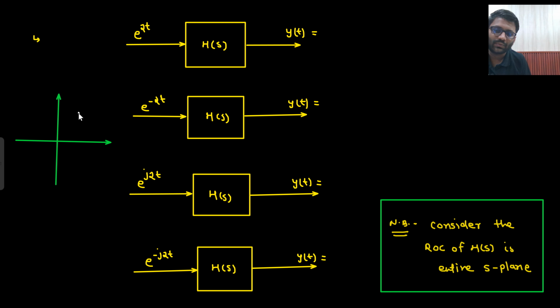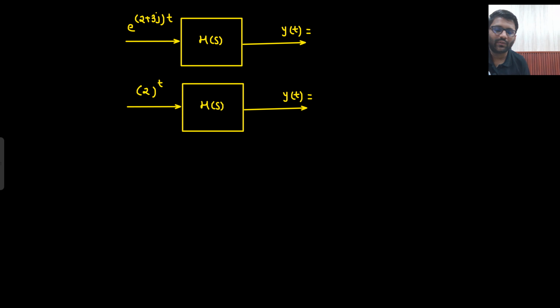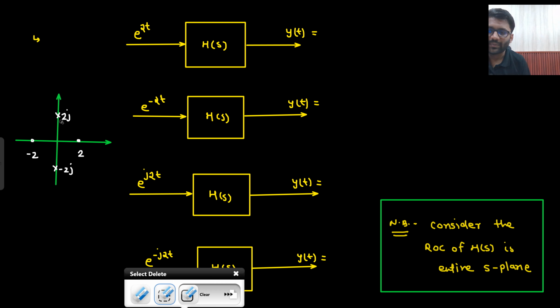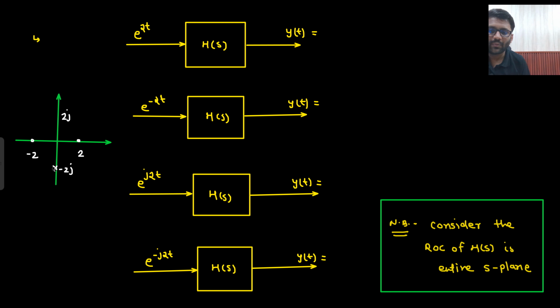Our s naught value is 2. S naught value is minus 2. S naught value is 2j. S naught value is minus 2j. Then s naught value will come out to be 2 plus 3j. And if I am showing it by a dot, here they are not the poles. They are just the s naught value. That's why I am not showing it by a cross.